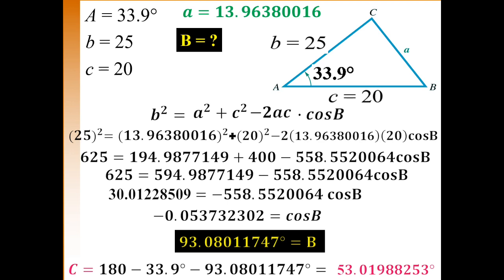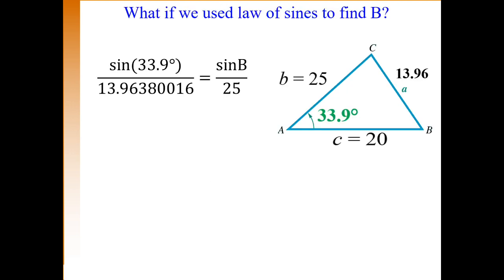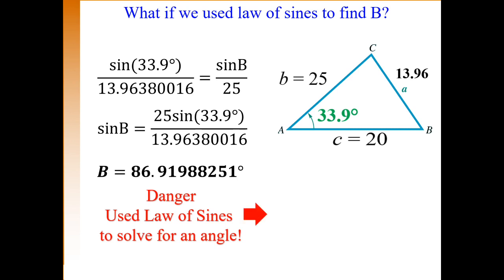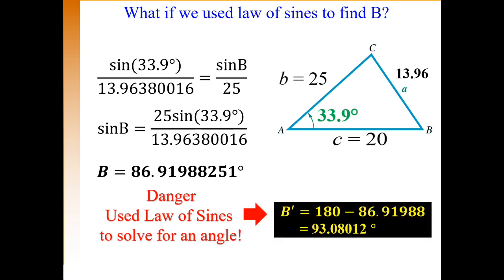To illustrate this point, I'm just going to show you what would have happened if we would have used the law of sines to find angle B rather than the law of cosines. If you set up the law of sines after you found side A using angle A, we would cross multiply and divide to get the sine of B alone, and then take the inverse sine of both sides. And notice the angle that I just got is not the correct angle measure. It does happen to be a supplement of the correct answer.